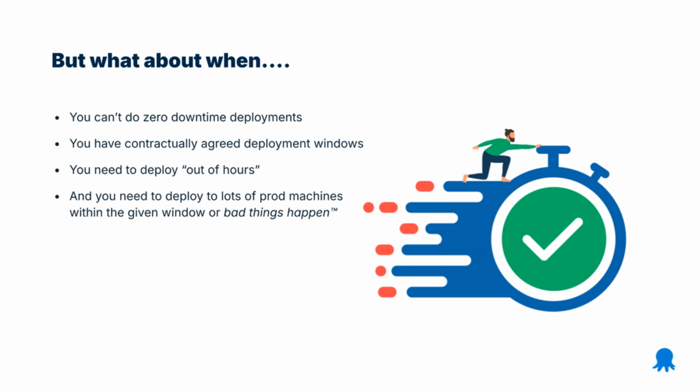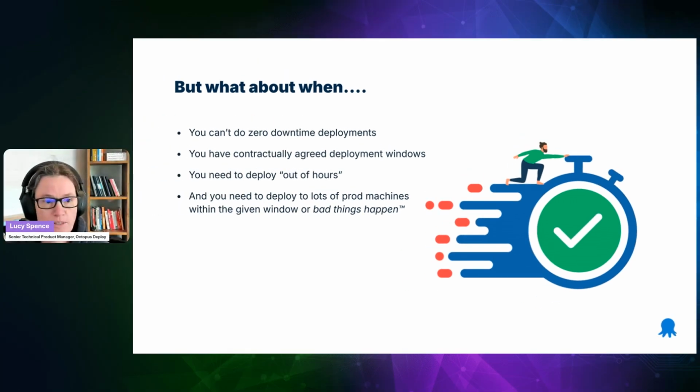And there are really good business reasons for this. And some of those business reasons are as a result of technical constraints. But if you've got an older application or anything where you can't do zero downtime deployments, maybe you don't have another machine to fail over. Maybe you're doing isolated machines. Maybe you have contractually agreed deployment windows. Maybe you need to do out of hours stuff. And maybe there are just a lot of prod machines that need to be updated in a very, very short space of time. Otherwise, bad things happen.